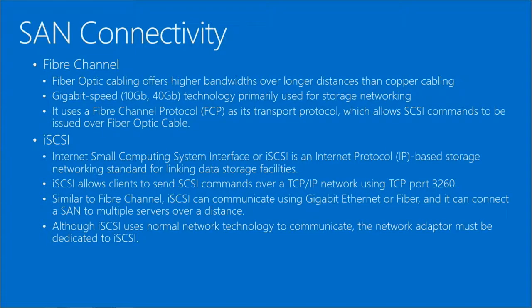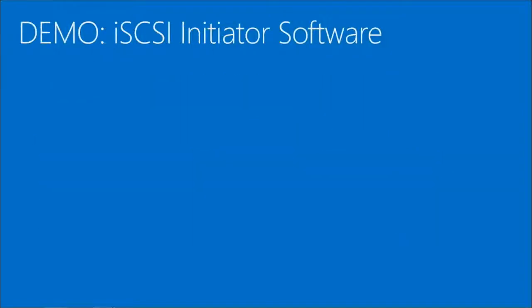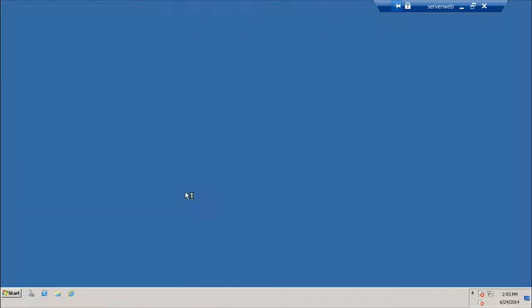SAN connectivity. So this goes back to HBA, host bus adapters, fiber channel, iSCSI. These are just the different connectivity devices to enable SAN connectivity. And next we have a demo for iSCSI initiator software. All right, so let me pull this up. I'm not sure I have it on this one. I may have to jump to it. Oh, I do.